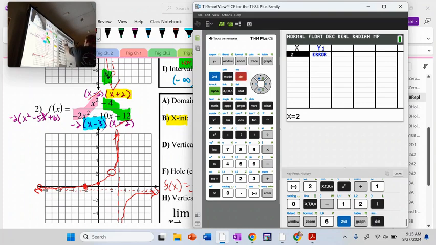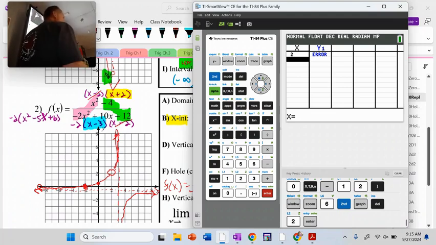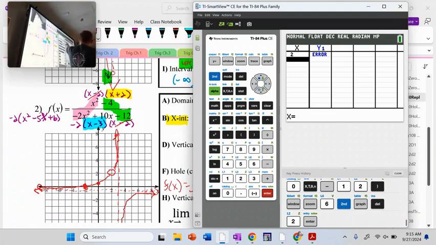2 comma, but I'll delete. And then 2. What does 2 give me when I input that? Error. So 2 comma is an error. That means there is a hole.